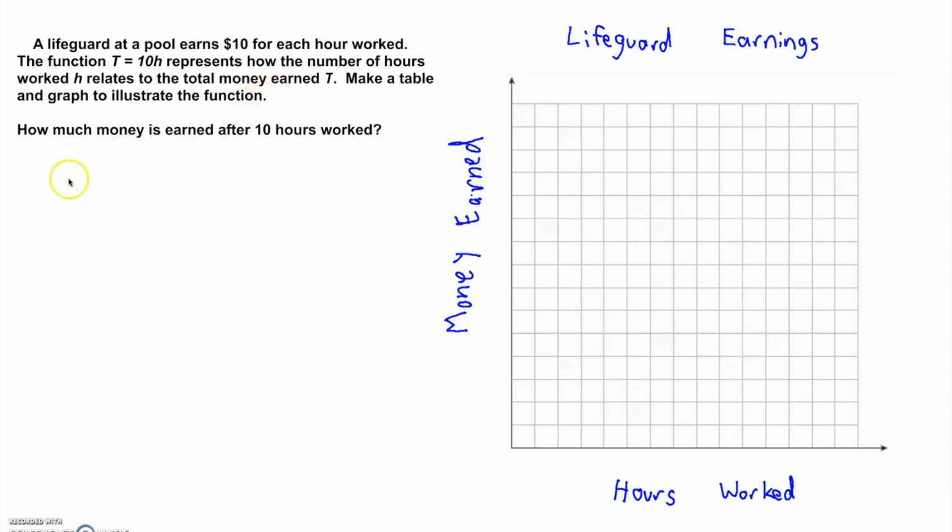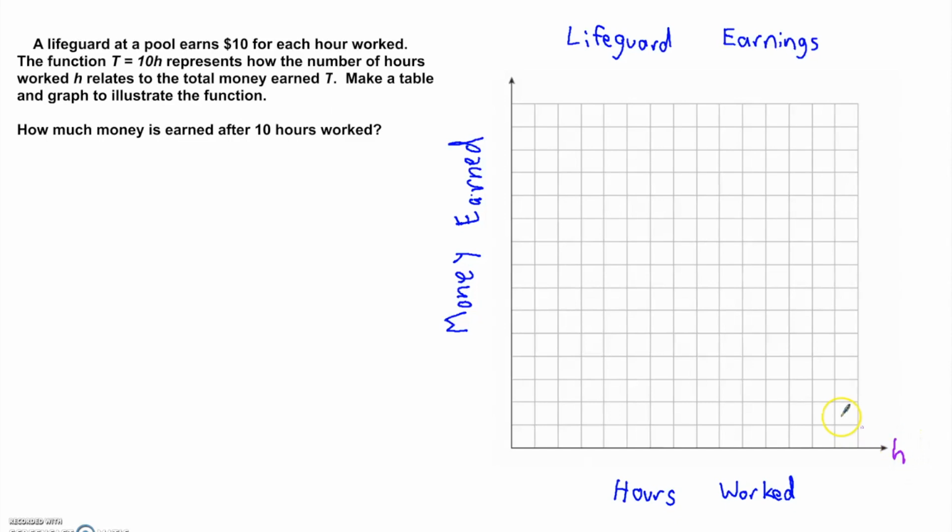That's the first thing we need to do. Then it says how much money is earned after 10 hours worked. Basically, just like in a previous video where I showed you we have an input and an output, H is your X value, your input, and Y is going to be T. So here on this graph, I've already labeled the axes. Money earned is going to be your output. That's like your Y value. And then we've got hours worked. That's going to be like your X value.